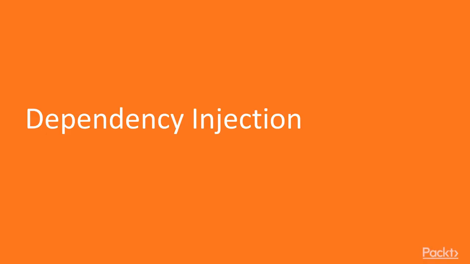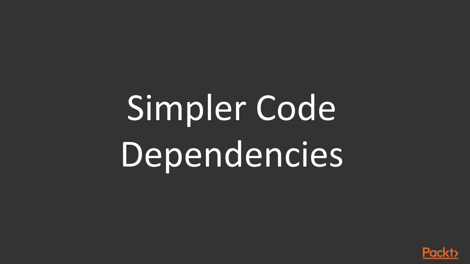Why is it good to have dependency injection? So it's about having simpler code dependencies between different classes. There could be cases when one class depends on another class and somehow you have to acquire the reference. So instead of doing that manually and wiring all of those dependencies manually, you can rely on dependency injection frameworks to do that.